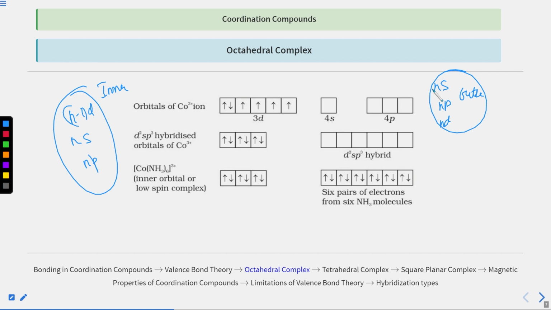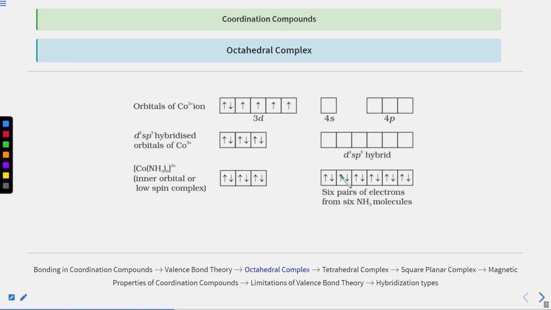Now what will happen in the next step? The ammonia molecules will donate the pair of electrons. So the 6 ammonia molecules will donate 6 pairs of electrons: 1, 2, 3, 4, 5, 6. So 6 pairs of electrons come from 6 NH3 molecules. And this is the final electronic configuration according to valence bond theory. It has formed an inner orbital or low spin complex or paired complex. Is everything clear? So this was an example of an inner orbital complex.